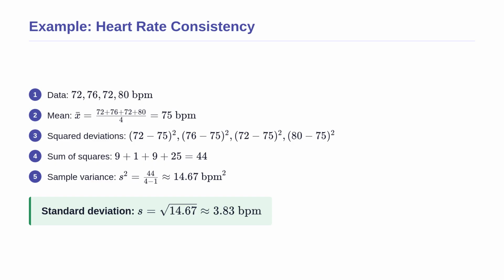We subtract this mean from each patient's heart rate, square the results, and add them together to get a total squared spread of 44. Since we have 4 patients, we divide by 3 to apply Bessel's correction, giving a variance of 14.67. Taking the square root yields our final standard deviation. The heart rates fluctuate by about 3.83 beats per minute, indicating the pacemaker is keeping the rates quite stable.